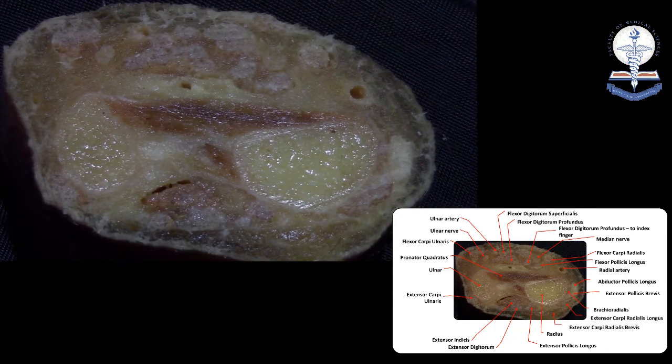So this is how you will orientate and understand the cross section of the forearm at the lower segment above the wrist joint.